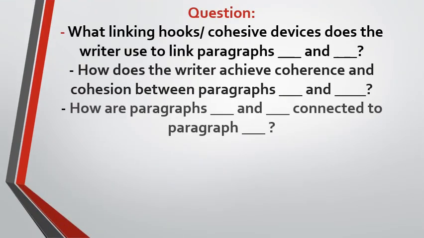Now, the question about the cohesive devices might be as follows. What linking hooks or cohesive devices does the writer use to link the paragraphs, let's say 5 and 7, or 3 and 4, 2 and 3? How does the writer achieve coherence and cohesion between paragraphs so and so? How are paragraphs so and so connected to paragraph, let's say, the one after that? So questions might vary, but they all talk about the same thing, about cohesive devices, and the answers are usually the same.